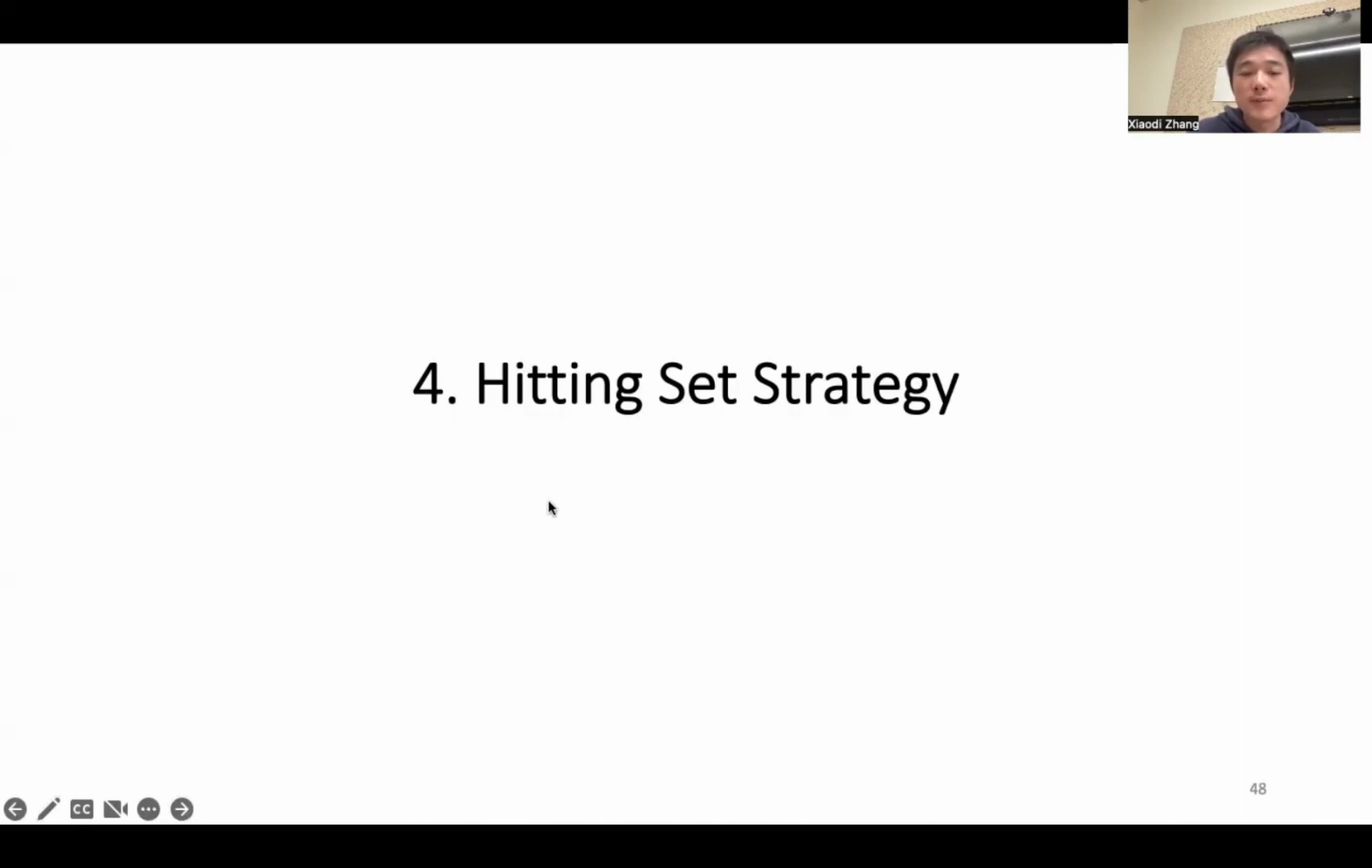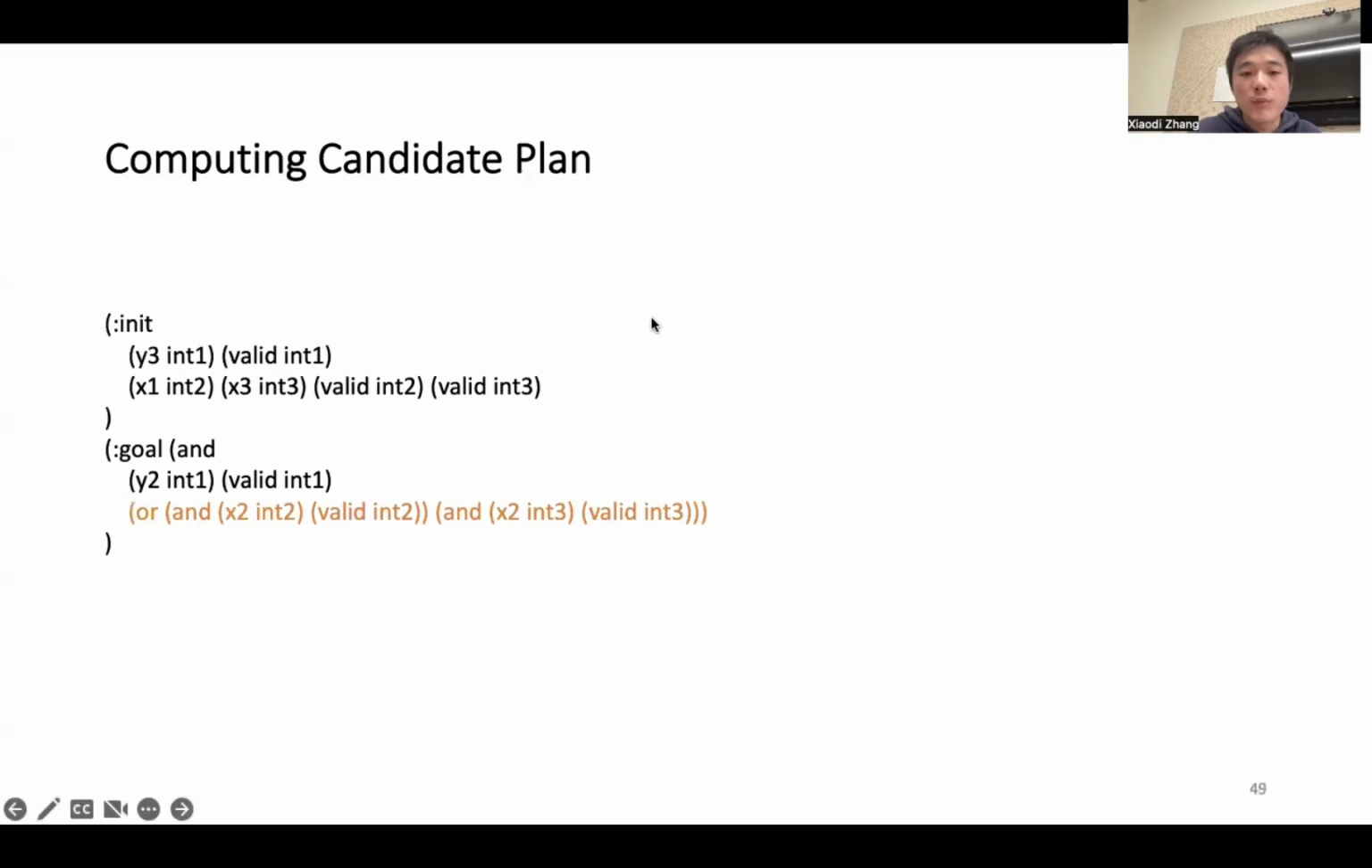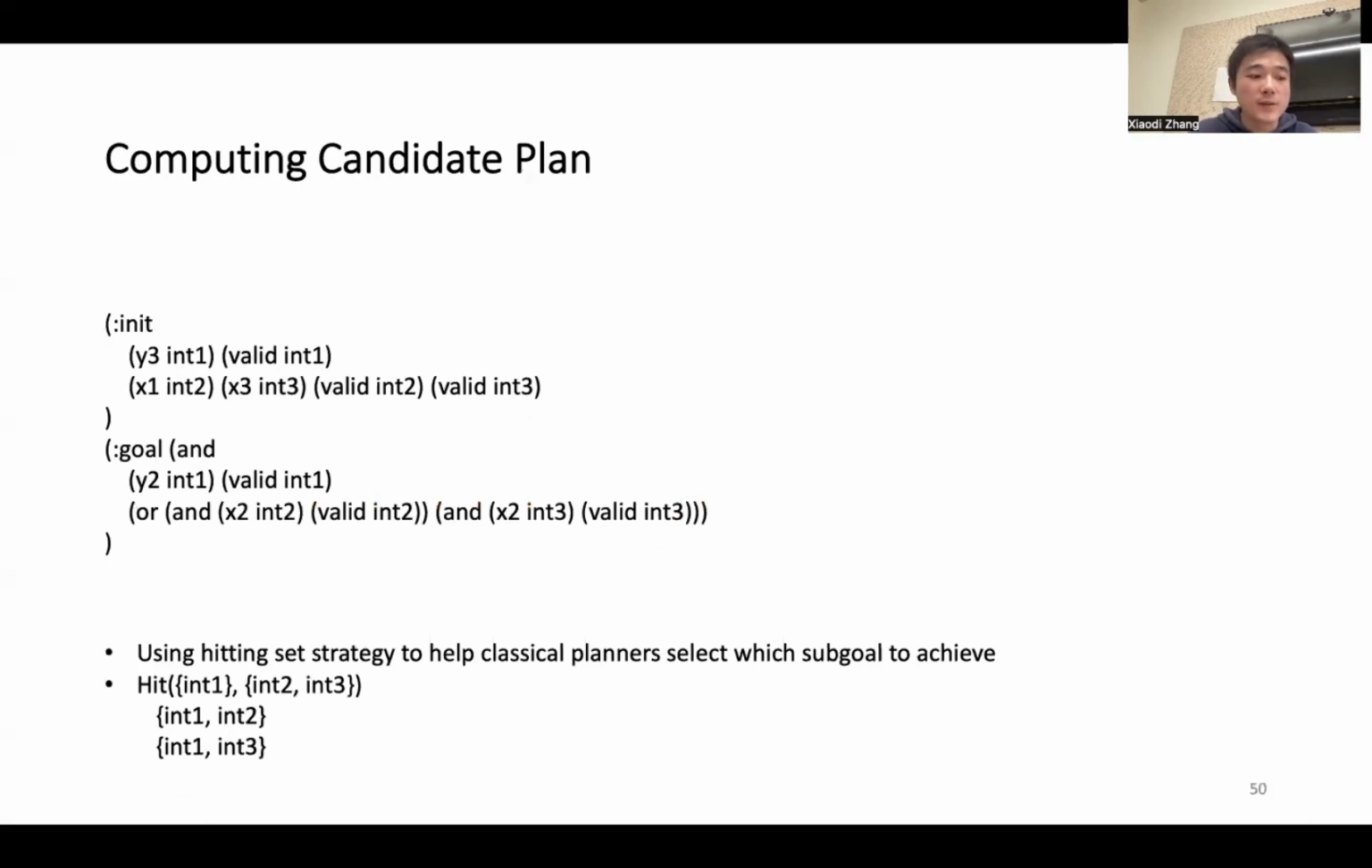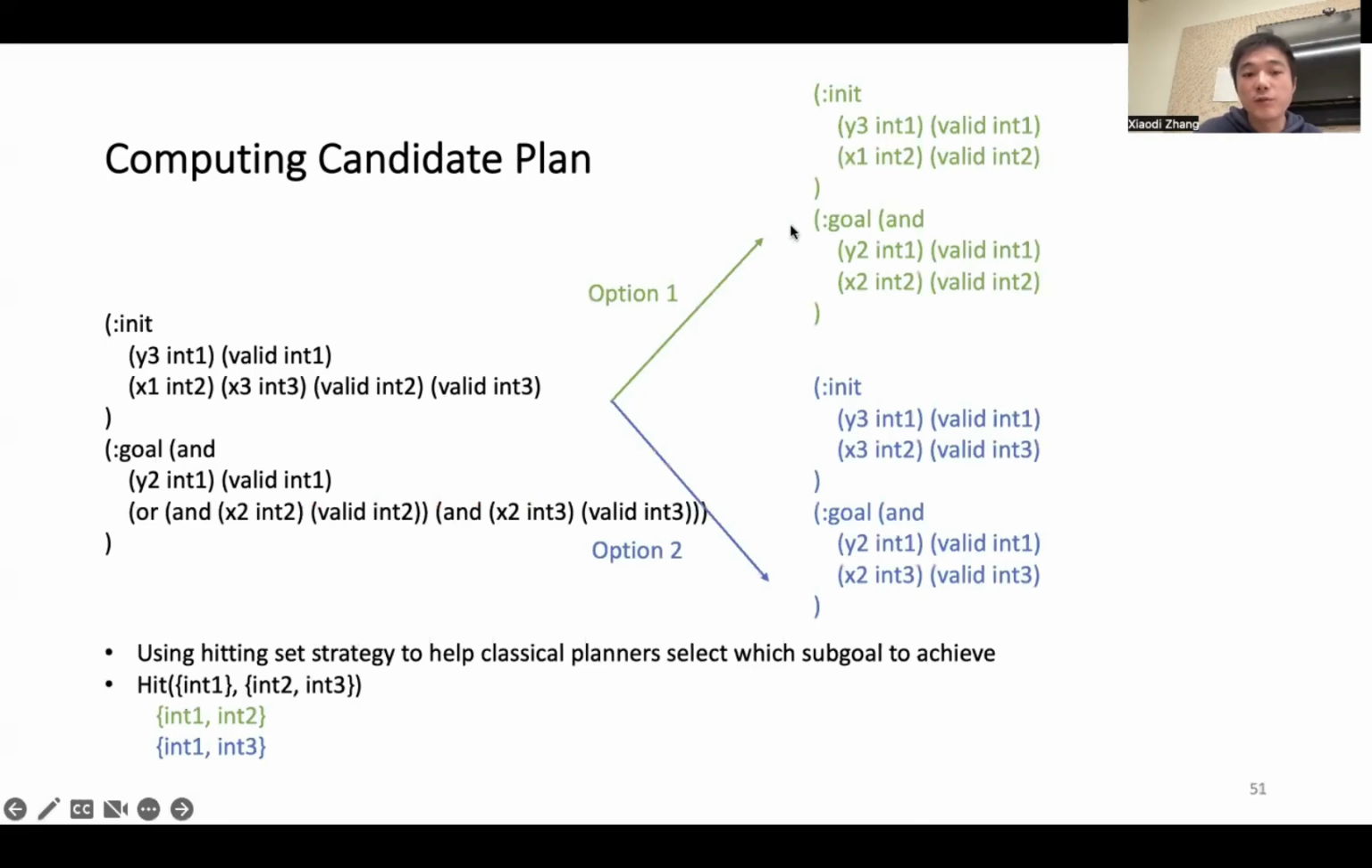We further improve our algorithm by using hitting set strategy. Go back to our round example. If you still remember, in round 2, we have a disjunctive goal here. In our experience, classical planners find problems without disjunctive goals relatively easy to solve. So here we are using hitting set strategy to help classical planners select which sub-goal to achieve, and we can avoid disjunctive goals. For example, here we have 2 hitting sets, 1, 2, and 1, 3. So we have 2 options. The first one, achieve 1, 2. The second one, achieve 1, 3. So that we can say, hey, classical planner, you just need to solve the first one. And the first one is a conjunctive goal. And the classical planner solves it very, very fast.